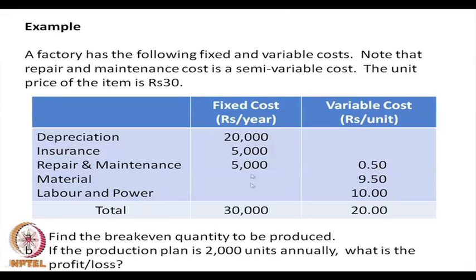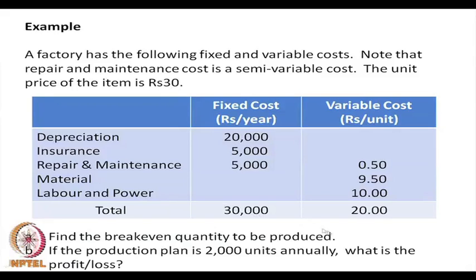The total fixed cost therefore comes to 30,000 per year, and the variable cost, this is unit variable cost, as you can see it is rupees per unit, it is 20 rupees per unit. So, this is V, this is capital F, and the unit price of the item is given as rupees 30, therefore, P is rupees 30.